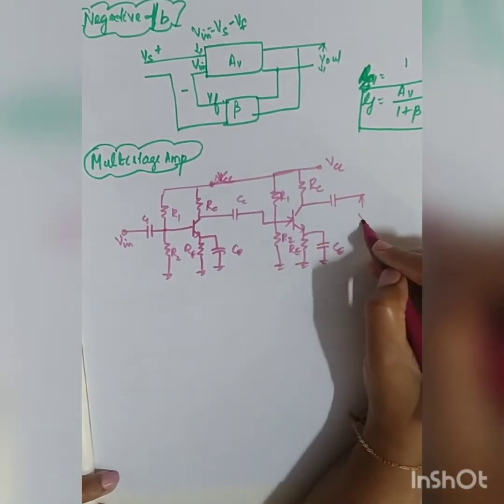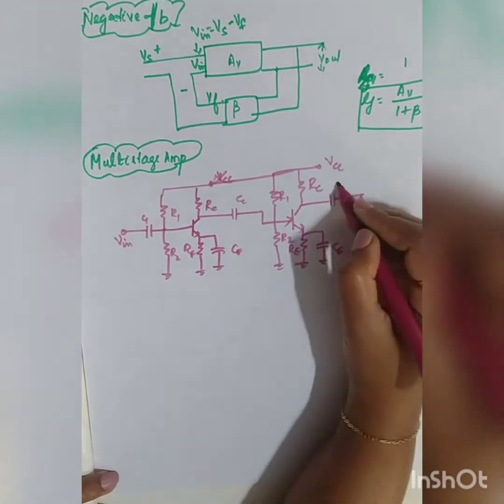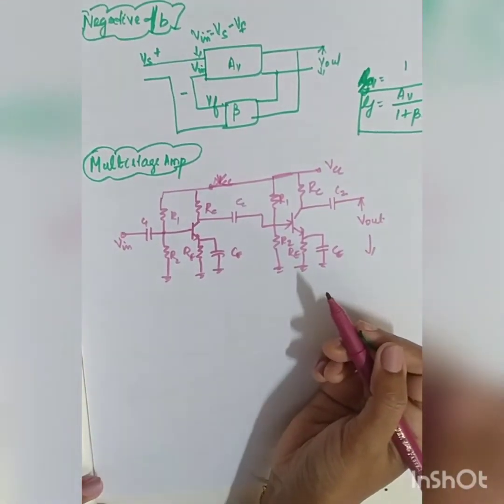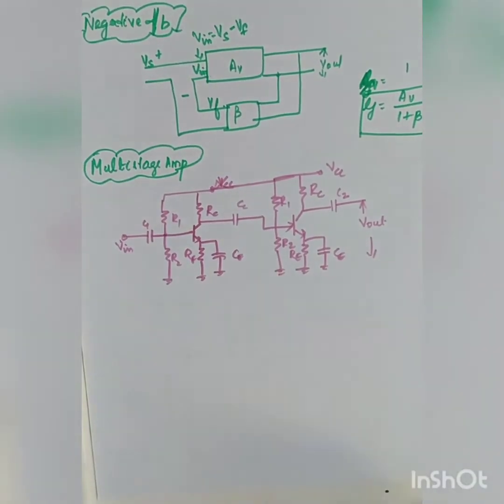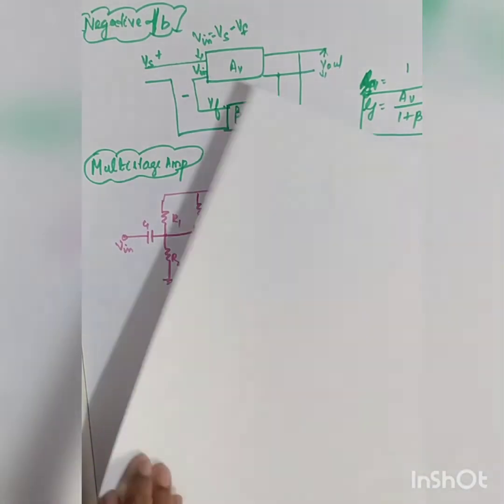This will be your output, V out. Let me take this as C2. So these are the important topics in the second section, that is the amplifier. Moving on to the third section. What was your third section? The third section was your op-amp.